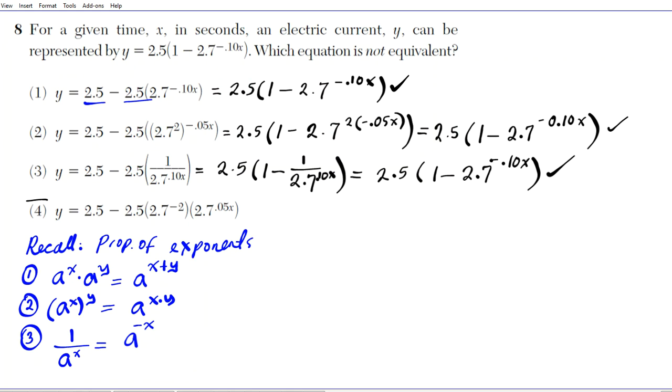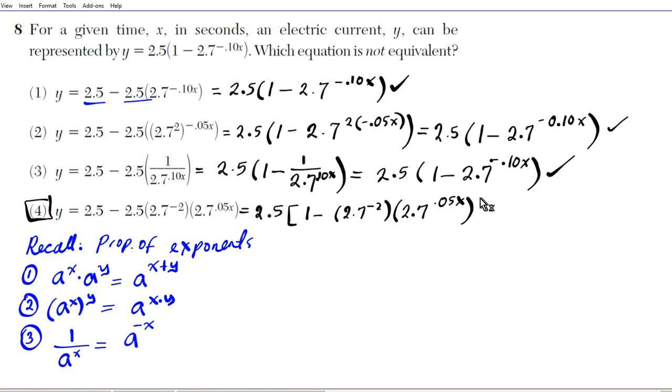So we can see that the answer should be option 4. But let's make sure that that's the answer. Let's go ahead and simplify this. We can factor out 2.5, so we have 2.5 times 1 minus, now we have the product of two powers with identical bases. What's the rule there? Well, let's write it down first, and then we're going to apply the product of powers property. So we have 1 minus 2.7 raised to the negative 2 times 2.7 raised to the 0.05x.